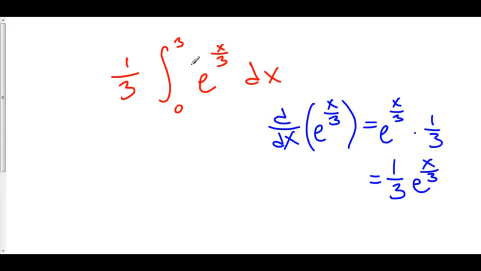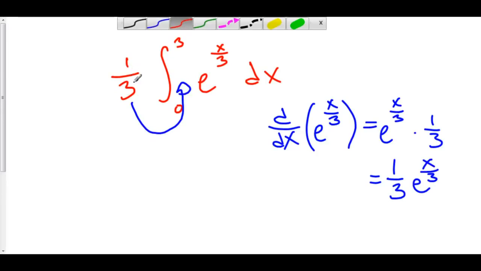Well, do I have a 1/3 e to the x over 3? Yes, I do. Take a look at this 1/3 in front. The constant rule allows you to take a constant out of the integrand, but it also allows you to put a constant inside of the integrand if it's being multiplied. So we actually have a 1/3 e to the x over 3. And what we just found is that the antiderivative of 1/3 e to the x over 3 is e to the x over 3. We found our antiderivative.